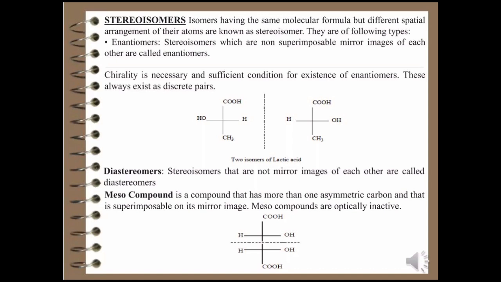Next, diastereomers are stereoisomers that are not mirror images of each other. Next, meso compounds. A meso compound is a compound that has more than one asymmetric carbon and that is superimposable on its mirror image, and mostly these meso compounds are optically inactive.